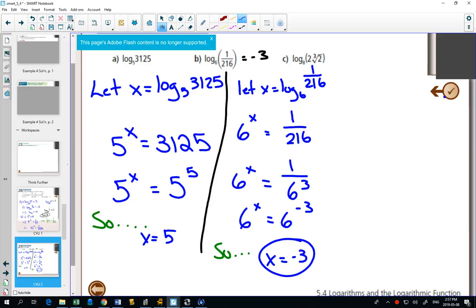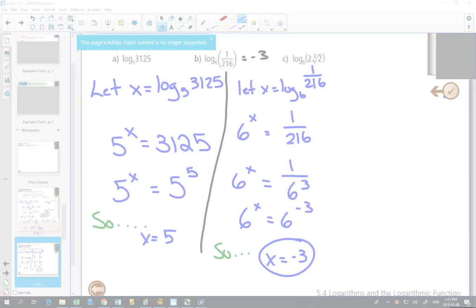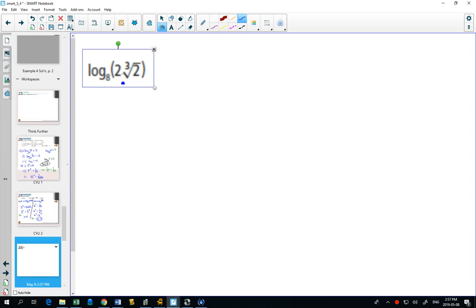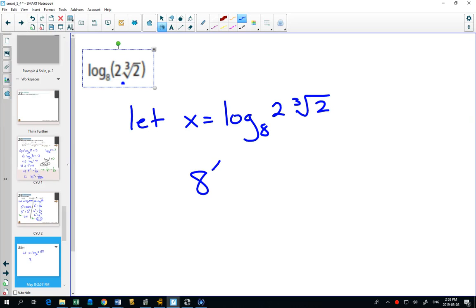Okay? And I think the last one is a great example of one that you can not just look at and go, oh, I see what the answer is right away. This would be one where I would say it really makes sense to let x equal log base 8 of 2 cube root of 2. So change it to exponential form. The base is 8. The exponent is x. And we have 2. Are you all right if I change the cube root of 2 as 2 to the 1/3?